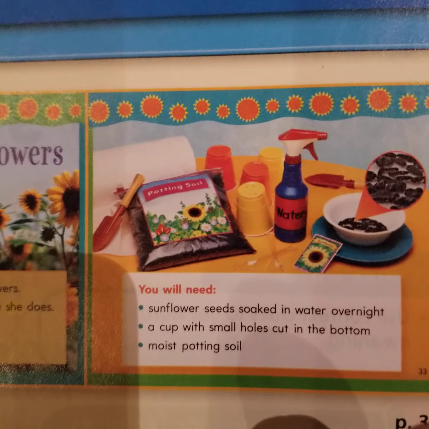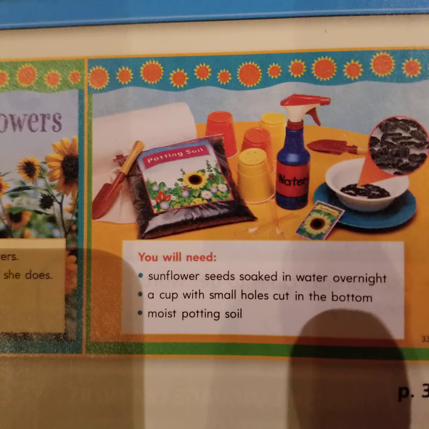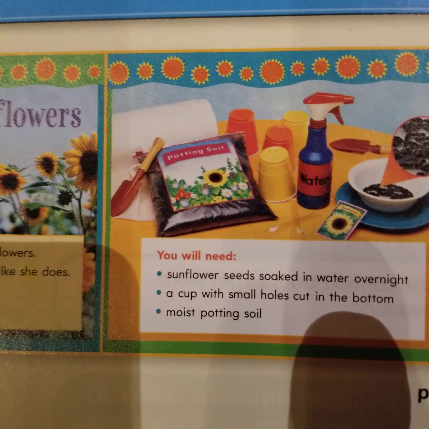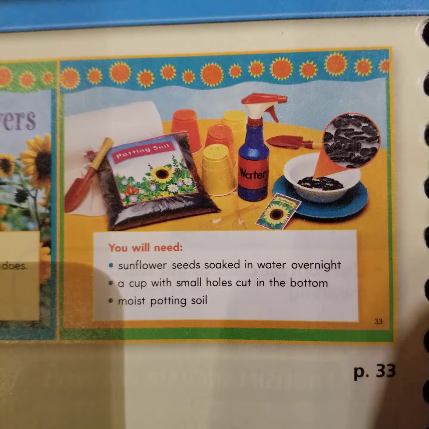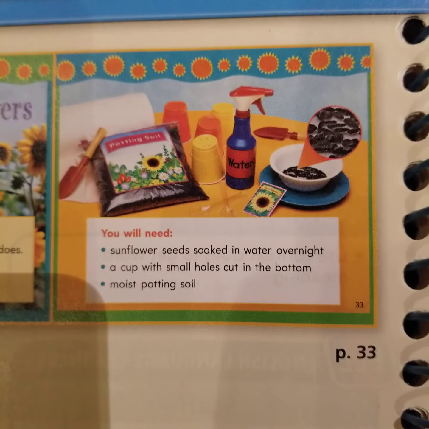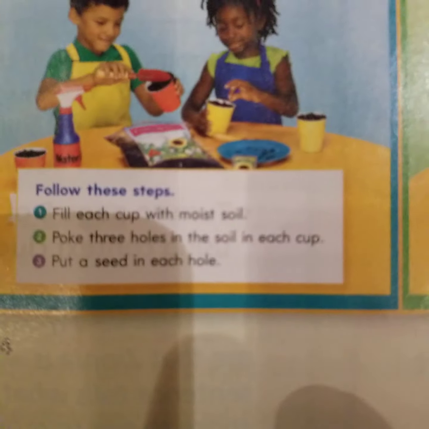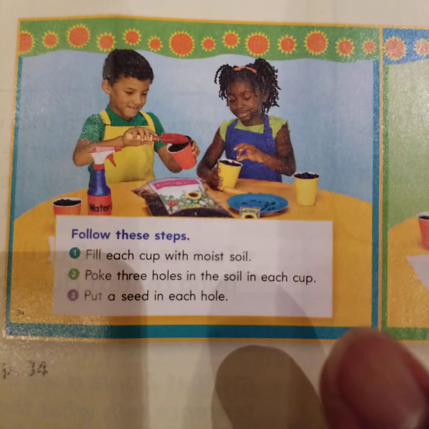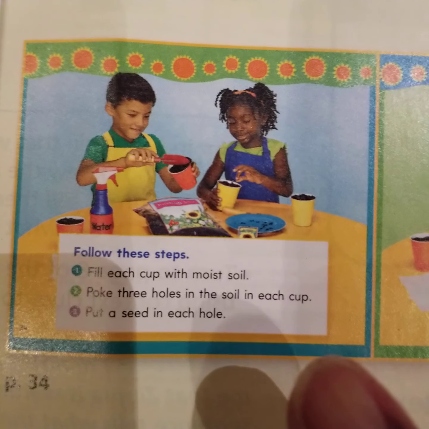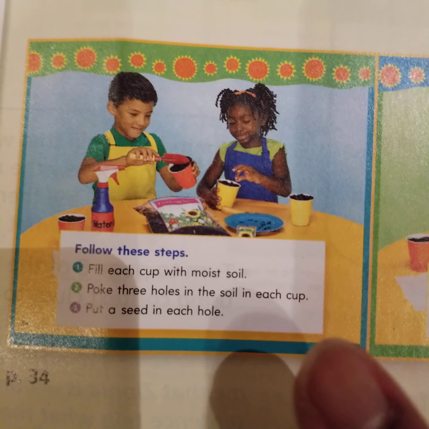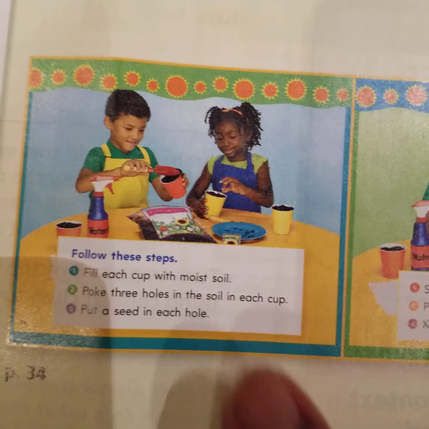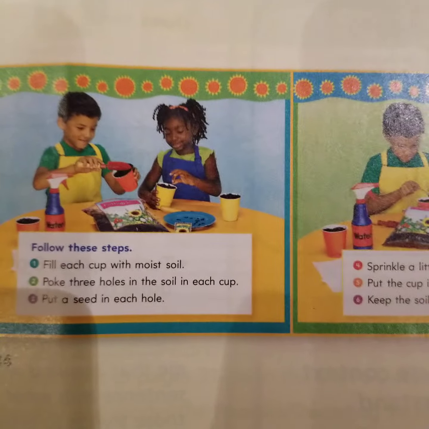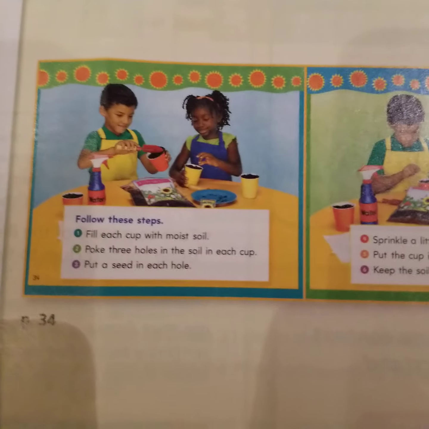You will need sunflower seeds soaked in water overnight, a cup with small holes cut in the bottom, and moist potting soil. So these are all the things that you're going to need to do planting, just like Monica Wellington. She's the person that also wrote Zinnia's Flower Garden. Follow these steps. Fill each cup with moist soil. Poke 3 holes in the soil in each cup and put a seed in each hole. Again, context clues. I knew I didn't say the right word. I said bake because we're planting.